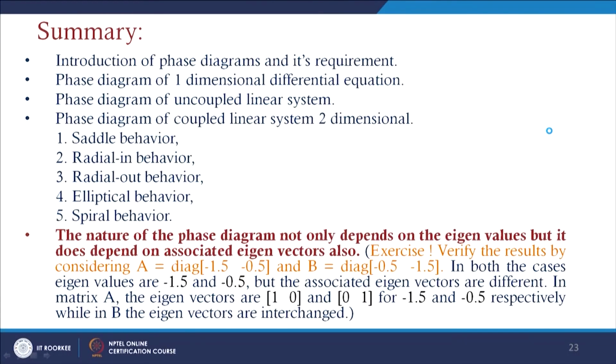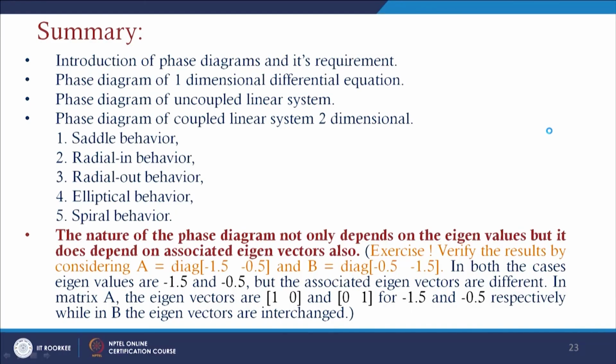So, in this lecture we have introduced the phase diagram as required: the phase diagram of a one dimensional differential equation, of an uncoupled linear system, and of a coupled system, then saddle behavior, radial in behavior, radial out behavior, elliptical behavior and spiral behavior. The nature of a phase diagram depends not only on the eigenvalues but also on the associated eigenvectors. Sometimes, if it is not determined by the eigenvalues, we find the associated eigenvectors, and by plotting them we can determine whether the system represents a stable or an unstable solution.